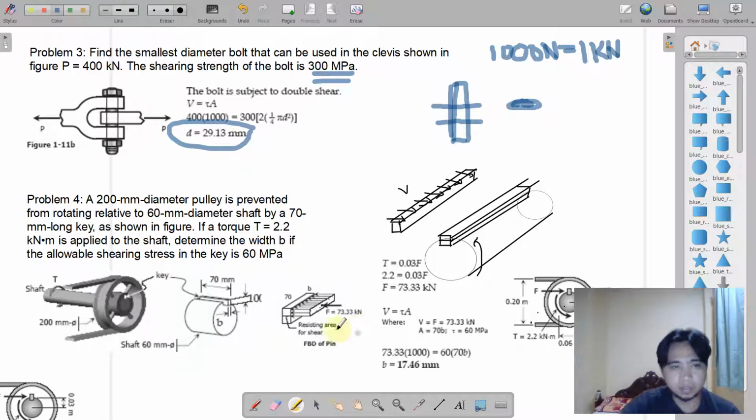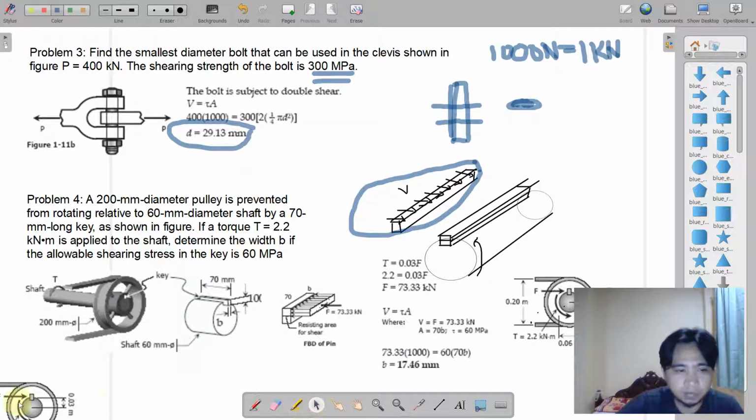Okay, so next, number 4. For number 4, we have a pulley setup wherein the pulley is attached to this shaft. This pulley can be detached from the shaft and connected again and locked by the key. So this is what we call the key. This is the key here. The key is inserted into a slot here.